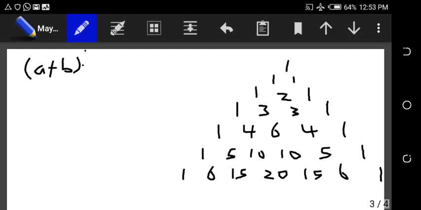raised to the power 2. You can go ahead and expand this using the normal method of expansion, that is you multiply a plus b in bracket into two places and get your answer. Now, how can I use binomial or Pascal's triangle to expand something like this?